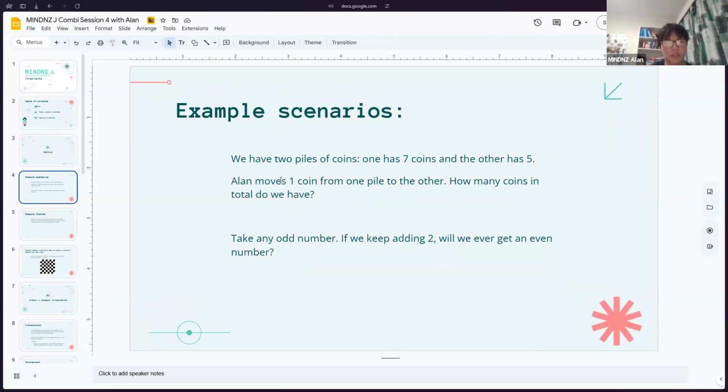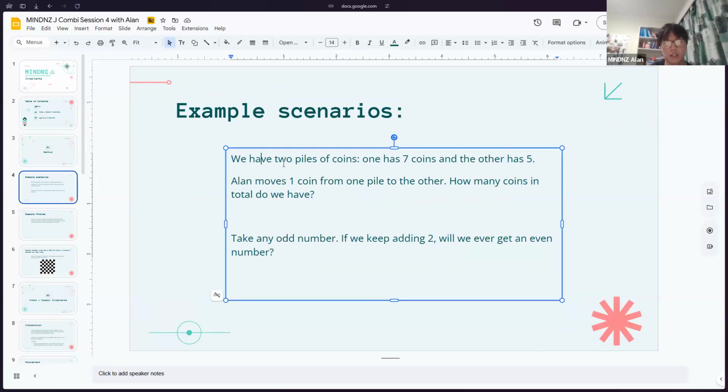So our warm-up will consist of two problems. In the first problem, we have two piles of coins. One has 7 coins and the other has 5. Alan moves one coin from one pile to the other. How many coins in total do we have? So in this scenario, it's pretty straightforward. We have an initial state where one pile has 7 coins and the other has 5. And then we have an action being performed where I move one coin from one pile to the other, and the total number of coins will stay the same. So we can call that an invariant because the total number stays the same after performing an action.